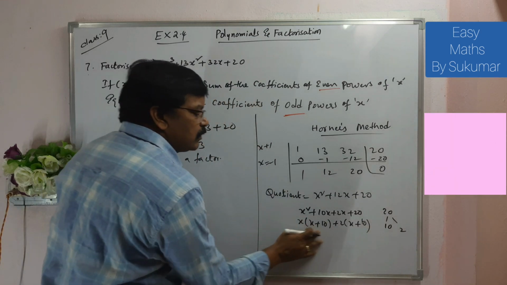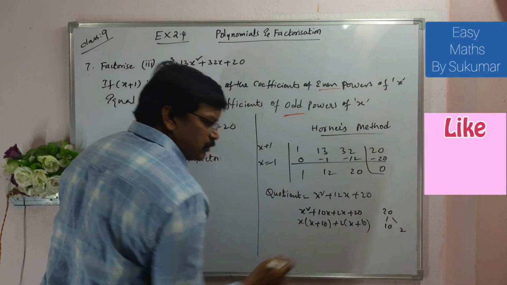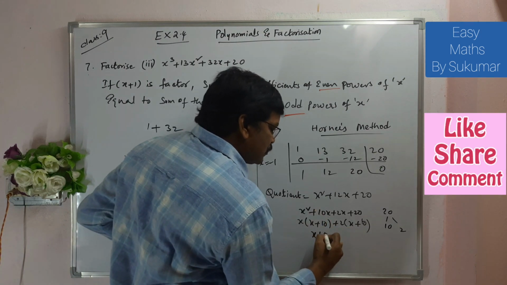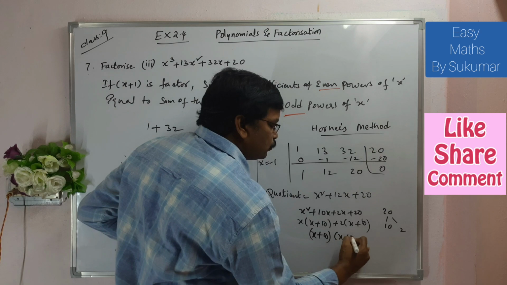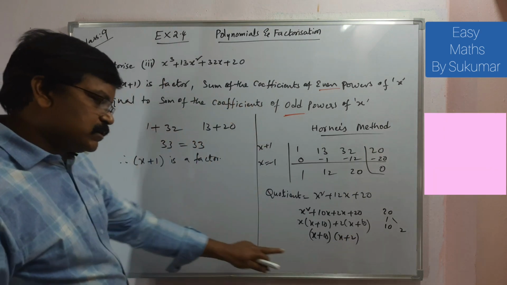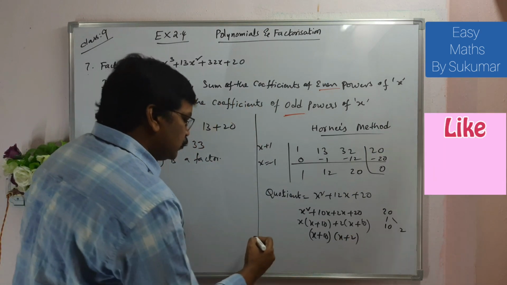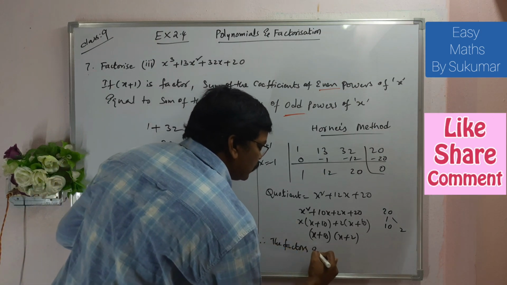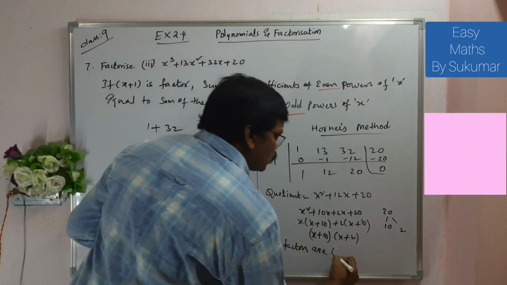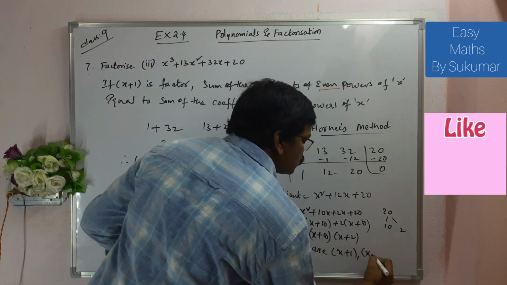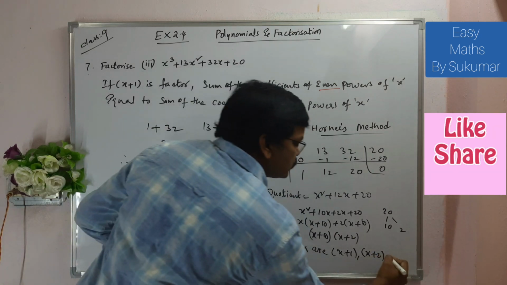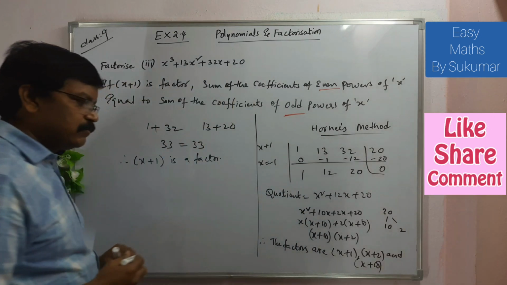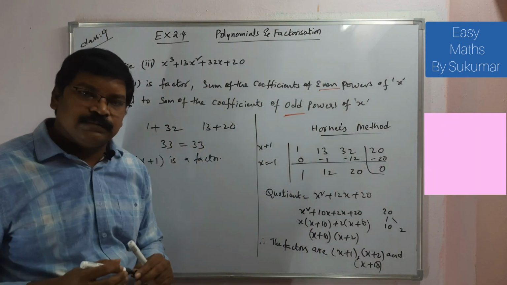For your information, you will always get the same factors here. Here it is x plus 10, here also x plus 10, like that. So, take x plus 10 as whole common, then x plus 2. Therefore, what are the other two factors? x plus 10 and x plus 2. Therefore, the factors of the given polynomial are: one is x plus 1, the other one is x plus 2, and the third one is x plus 10. So, these three are the factors of this given polynomial.